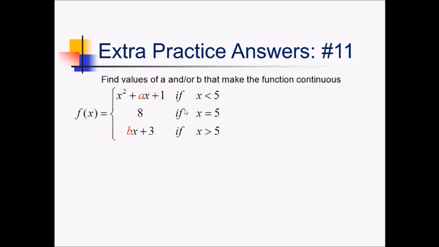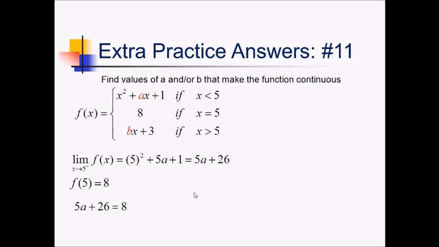For the left side limit, we're using this rule where x is less than 5. That's going to be 5 squared plus 5a plus 1, or 25 plus 5a plus 1, or 26 plus 5a. And then the function value, f of 5, is 8. So we know that this expression and 8 have to equal each other. At minimum, a has to make this whole thing come out to 8. So if we subtract 26, that's negative 18, and then divide by 5, a is negative 18 over 5.